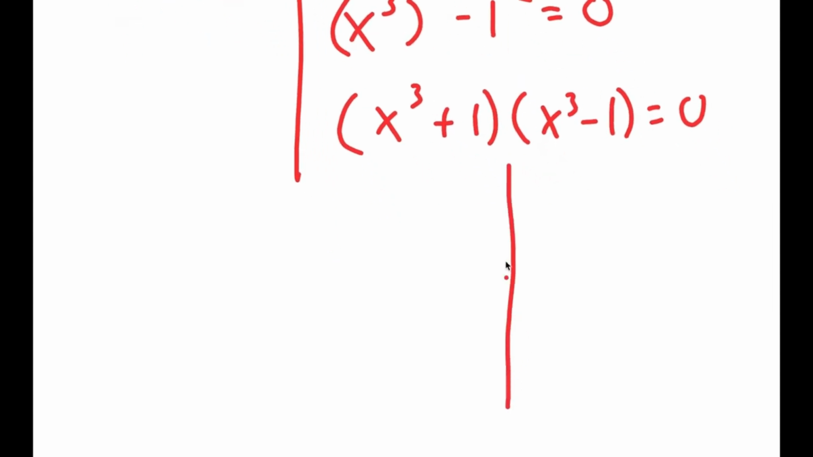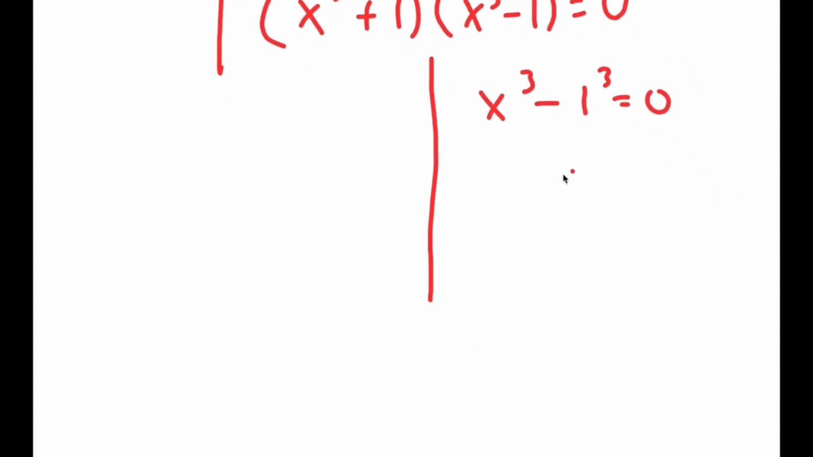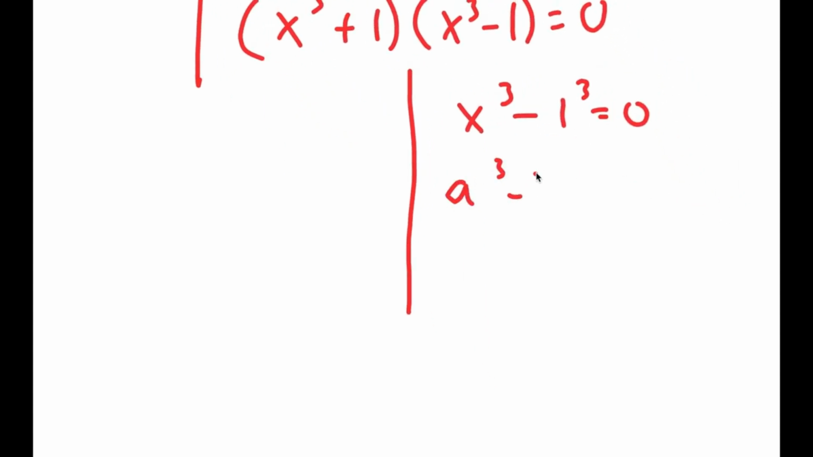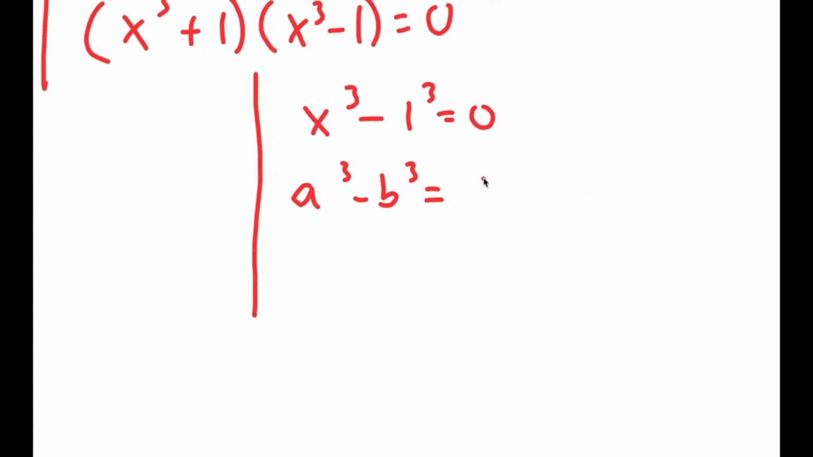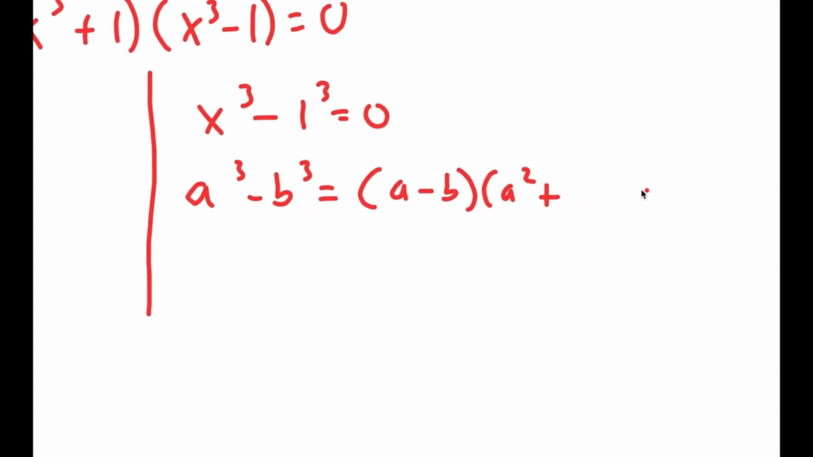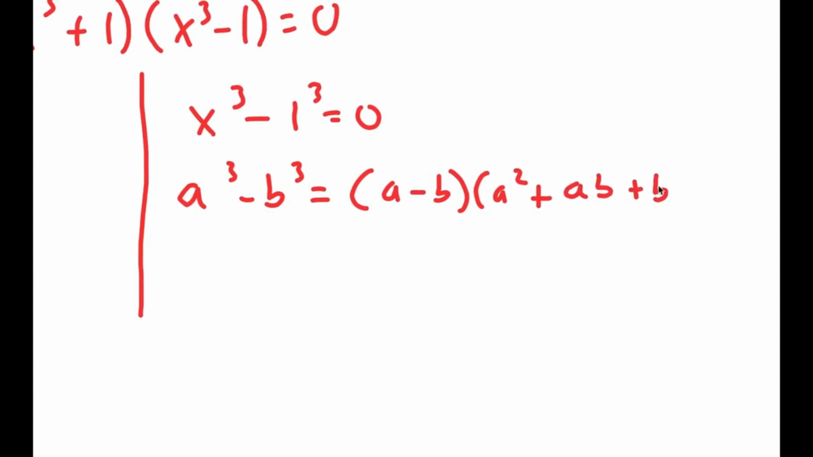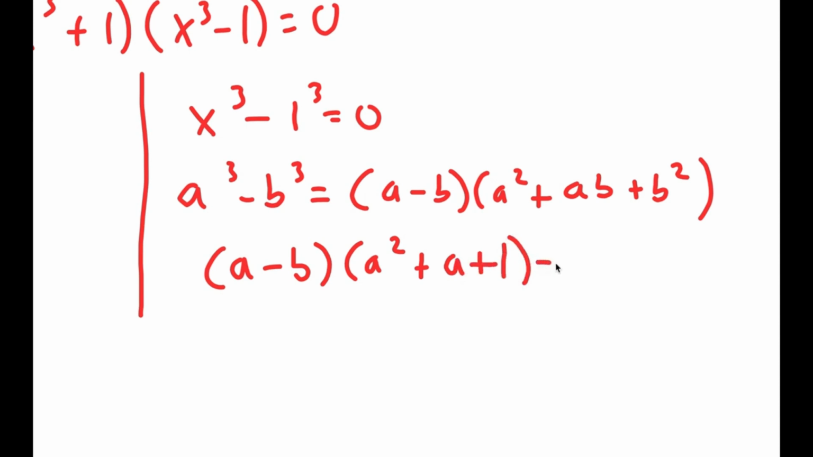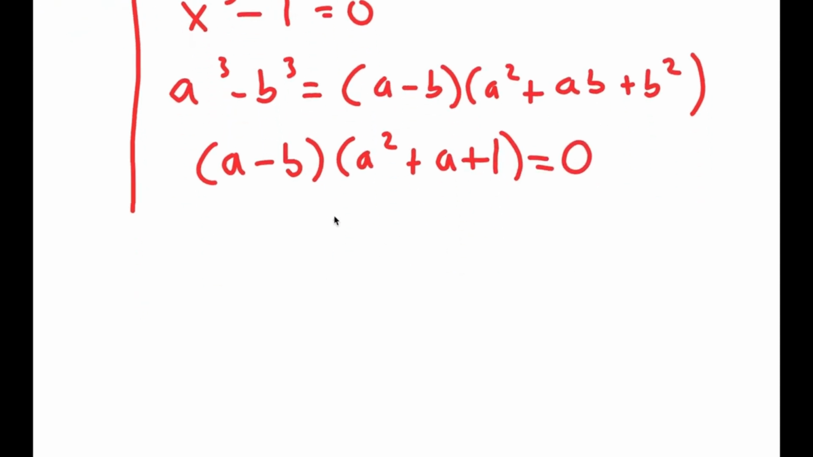Now, for x to the power of 3 minus 1 equals 0, I'm going to rewrite this as x to the power of 3 minus 1 to the power of 3 equals 0, so I can use the property a to the power of 3 minus b to the power of 3 is equal to a minus b times a squared plus ab plus b squared.